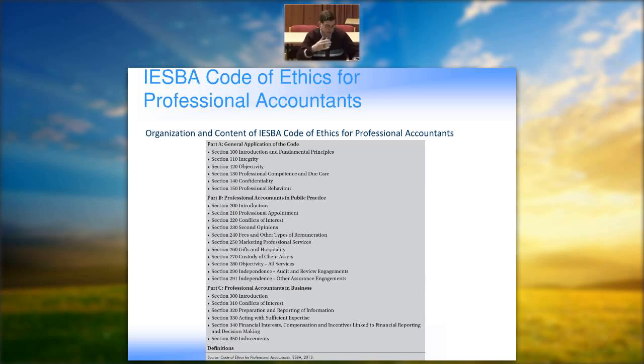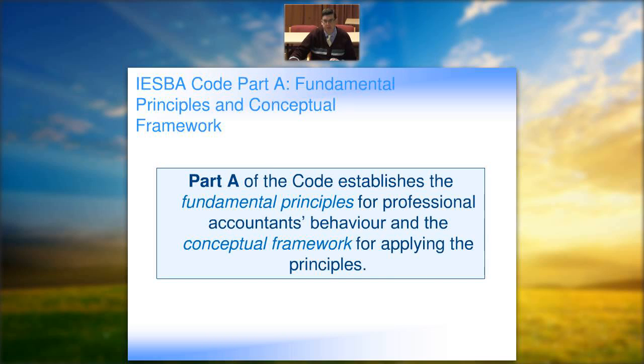For the most part, when you're talking about auditors, you're talking about Part A and Part B of the code: the general application of the code and the application to accountants in public practice. You shouldn't go into the examination without knowing broadly what it says. I'll be going through Part A in a little more detail in a minute, but also broadly the kind of things covered in Part B, such as professional appointments, conflicts of interest, second opinions, and so on. You need to have that in your mind going into the exam, because some of those things will almost certainly come up.